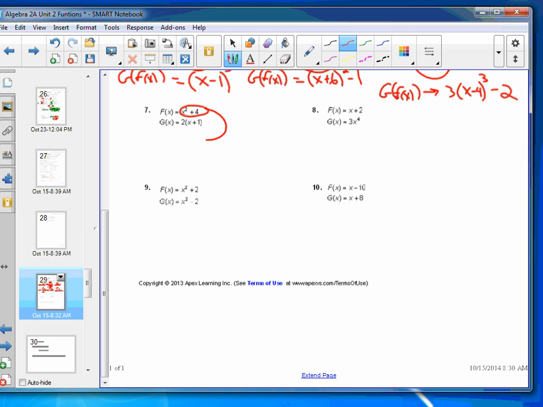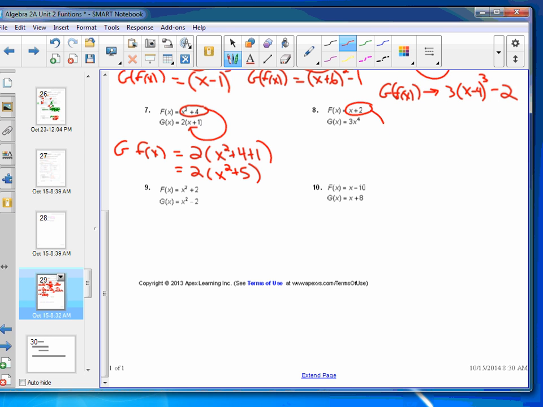G of f of x, we're going to put it in there. So g of f of x is equal to 2 times x squared plus 4, plus 1. This is where they probably for sure simplified it. So it's equal to 2 times x squared plus 5. And you can even simplify that to 2x squared plus 10. May as well do all of these, why not?